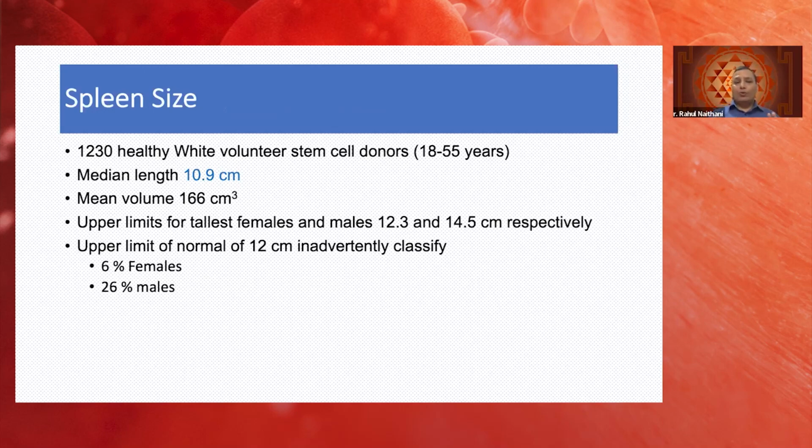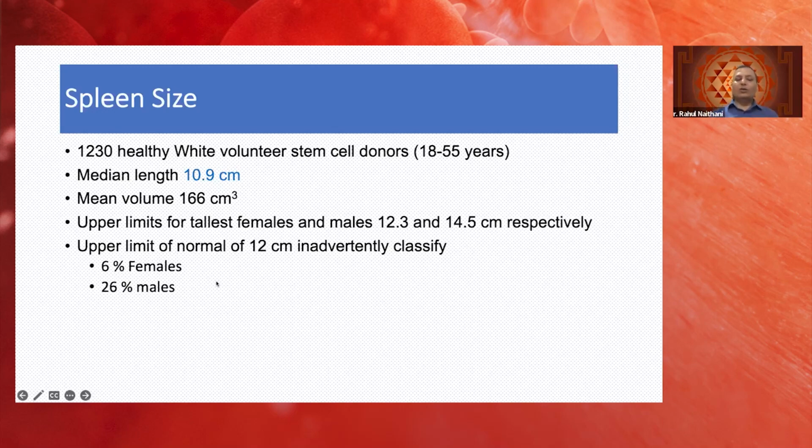If you look at bone marrow transplant healthy donors between 18 and 55, 1230 patients, the median spleen length was about 11 centimeters. The median volume was about 160. A normal spleen rarely weighs more than 250 grams. However, the size of the spleen increases with height and weight, and decreases with age. The upper limits for the tallest females and males are about 12.3 and 14.5 centimeters. The majority of radiology centers across the world take an upper limit of 12 centimeters. So somebody with 12.3 or 14.5 centimeters will be labeled as splenomegaly in the report.